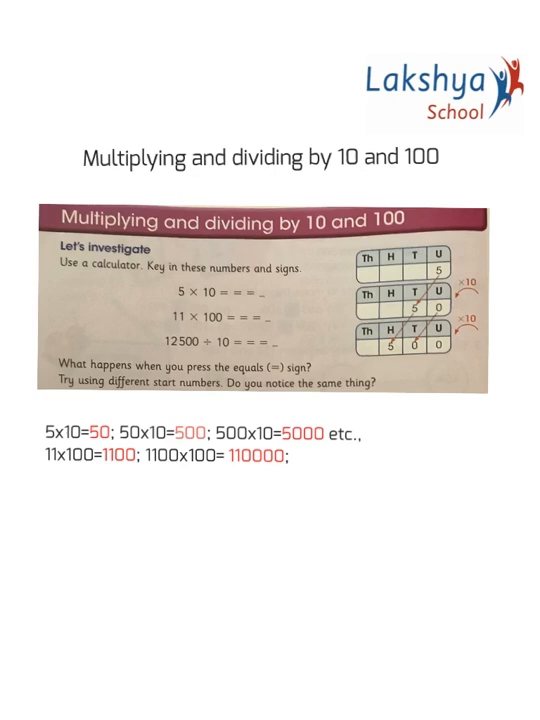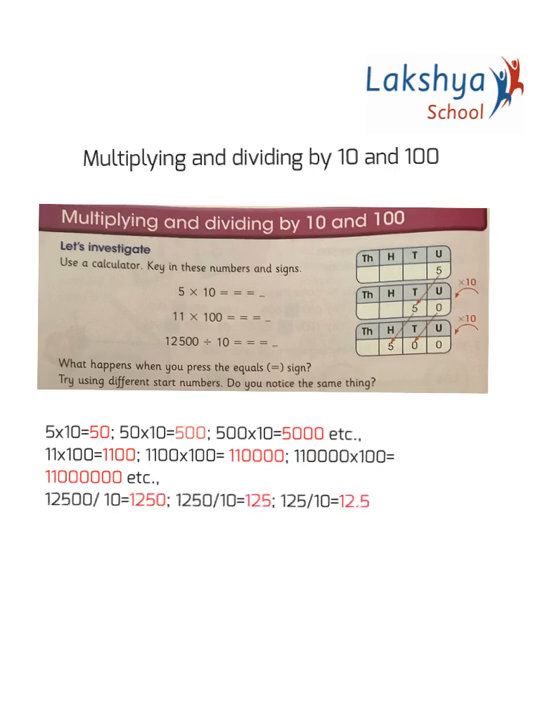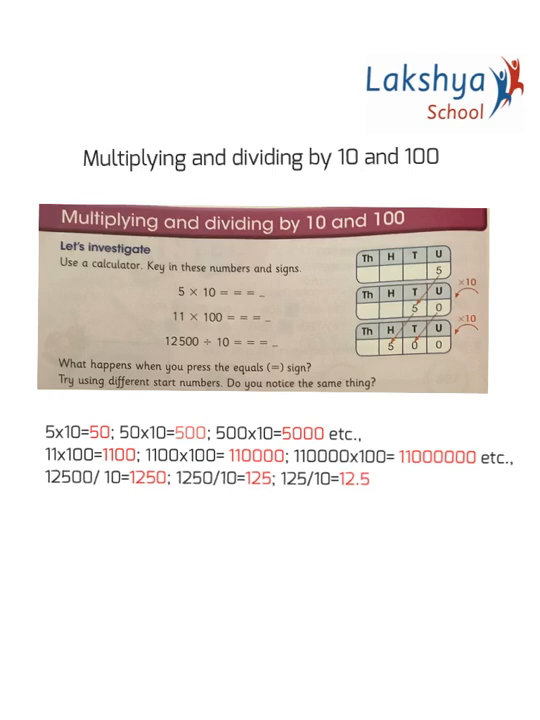So it is read as 110,000. In the same way, when you divide a number, that is 12,500 by 10, you have to remember the rule, the 0 of the 10 and the 0 of 12,500 will get cancelled and we get 1250.